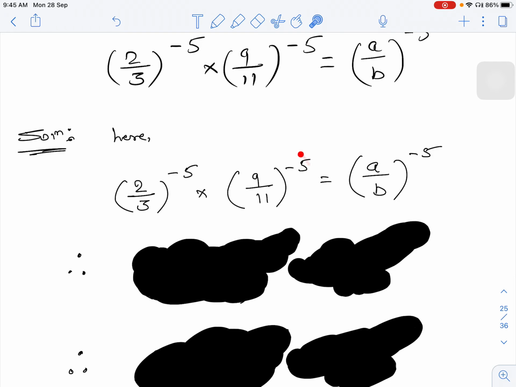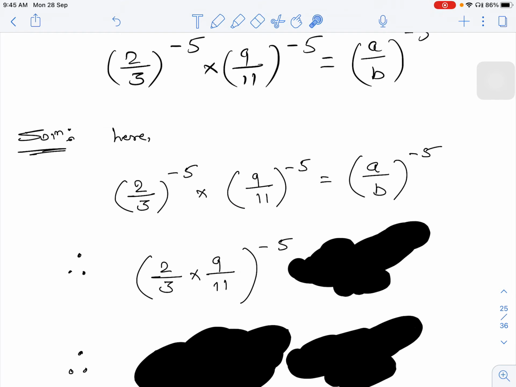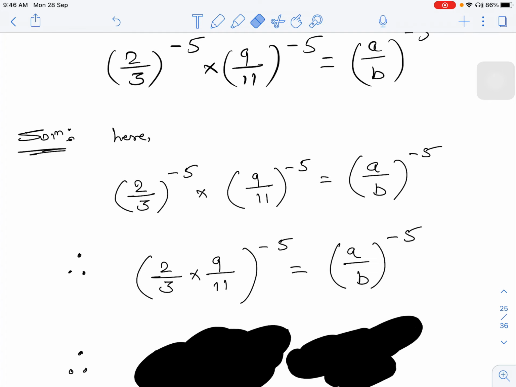Now if you look at these both numbers, it seems that both the numbers have different bases but the same power. So when two numbers have different bases and the same power, we multiply the bases and write the power only one time. So we have written here 2 upon 3 into 9 upon 11, the product of bases and the power only one time. Now it will be equal to our same, that is (a upon b) raised to minus 5.